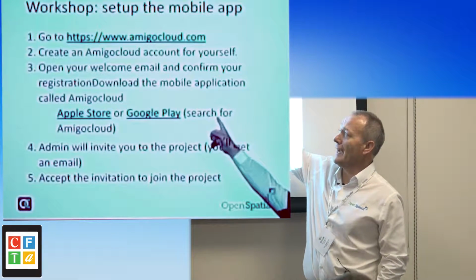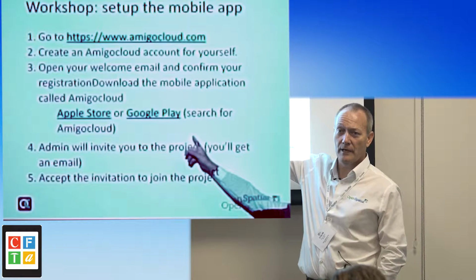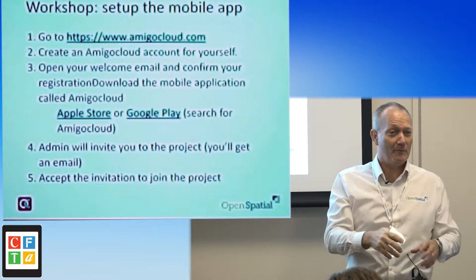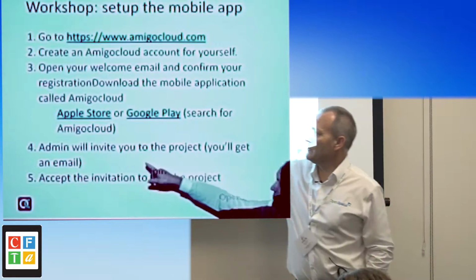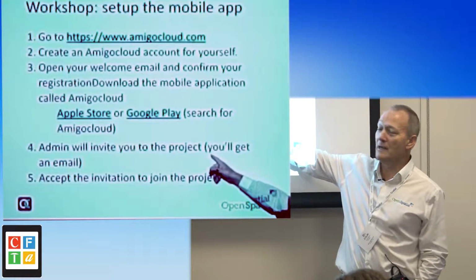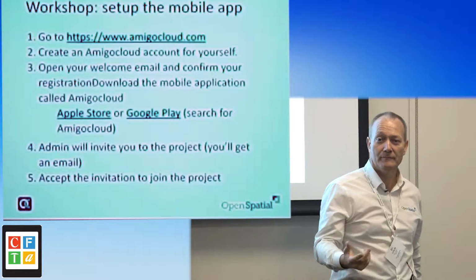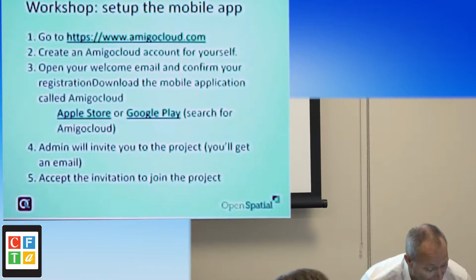Then go and download the app. So if you're on Apple or Google, download the app. And I'm telling you this so that when I start entering emails and keeping busy, you can actually get this done. And I'll leave this slide up. And then what will happen is you'll get an email from me and from Amigo Cloud inviting you to the CFTA GIS Mobile Data Collector workshop. And so that'll work from there, okay?